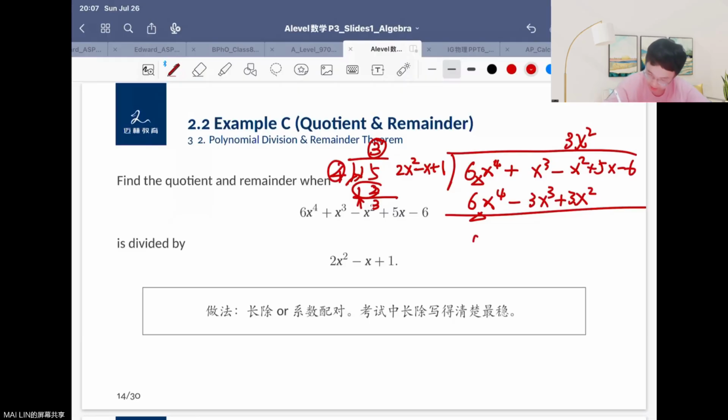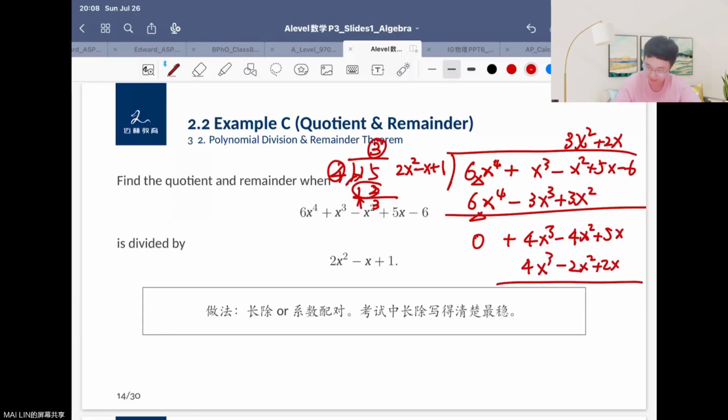Then it will be 0, and here is plus 4x^3, right? Because it's x^3 minus negative 3x^3, so it's 4x^3. And here is minus 4x^2 plus 5x, right? Then we bring down the rest, so it becomes 4x^3 minus 4x^2 plus 5x minus 6. For the next term, we write 2x, and subtract 4x^3 minus 2x^2 plus 2x, so it becomes negative 2x^2 plus 3x minus 6, right? And for this, we write minus 1, and it becomes minus 2x^2 plus x minus 1. Then after subtracting, it becomes 2x minus 5, right?